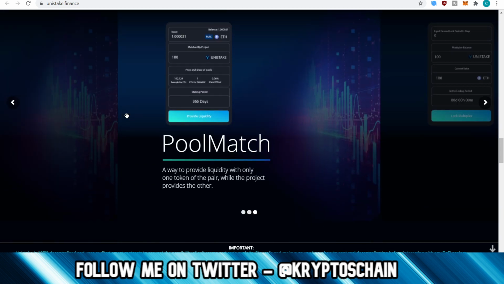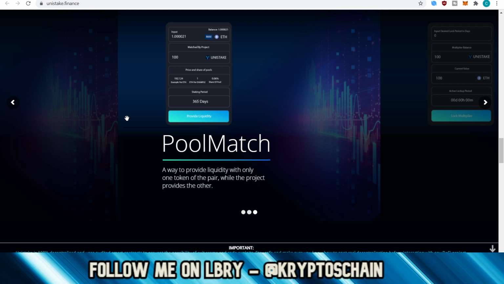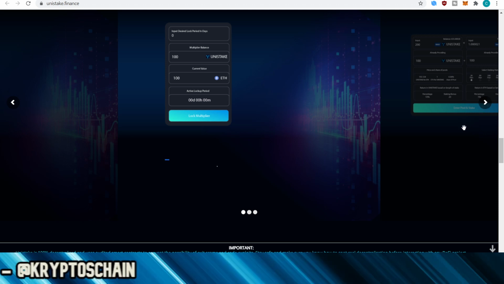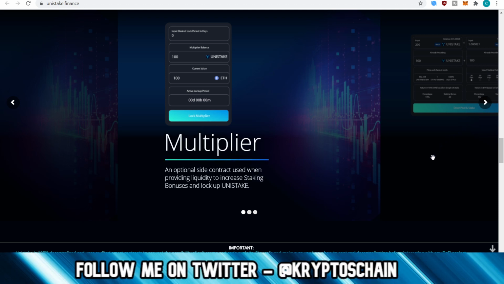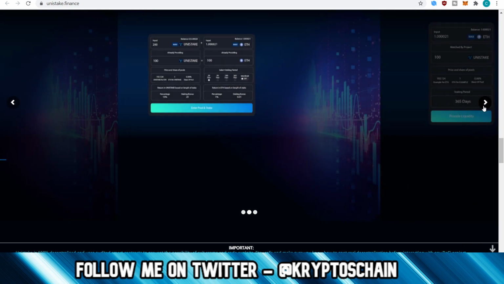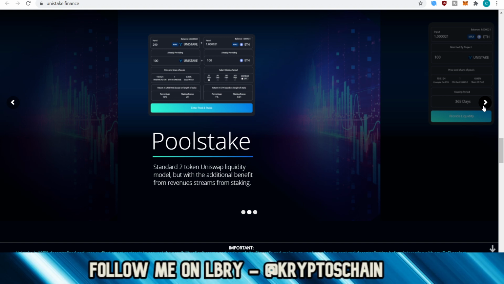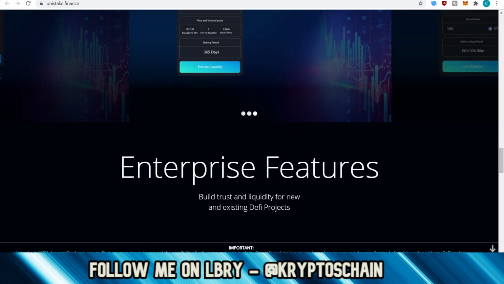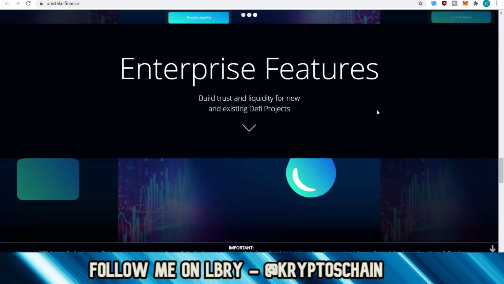Now, they've got 3 different features here that make this possible. Pool match is a way to provide liquidity with only one token of the pair, while the project provides the other. The next function here is called multiplier. It's an optional side contract used when providing liquidity to increase staking bonuses and lock up Unistake. And finally, the pooled stake standard 2 token Uniswap liquidity model, but with the additional benefit from revenue streams from staking. Now, they've got the enterprise features as well.